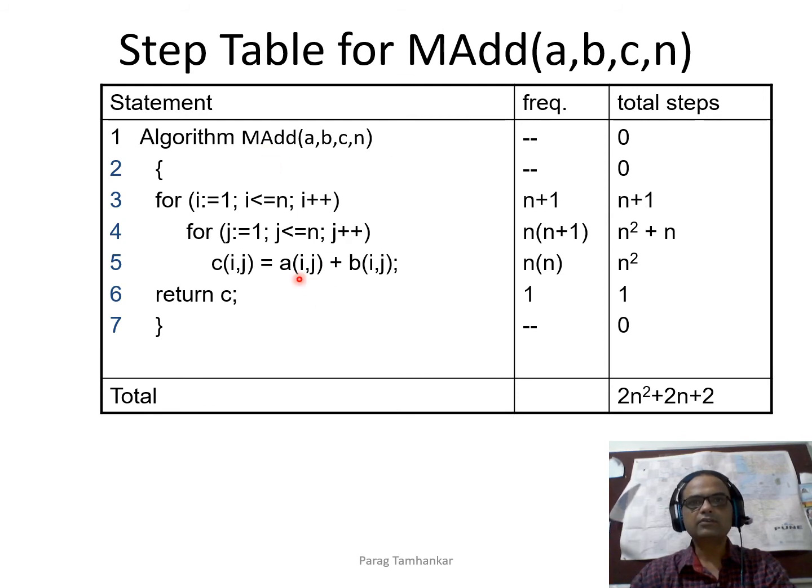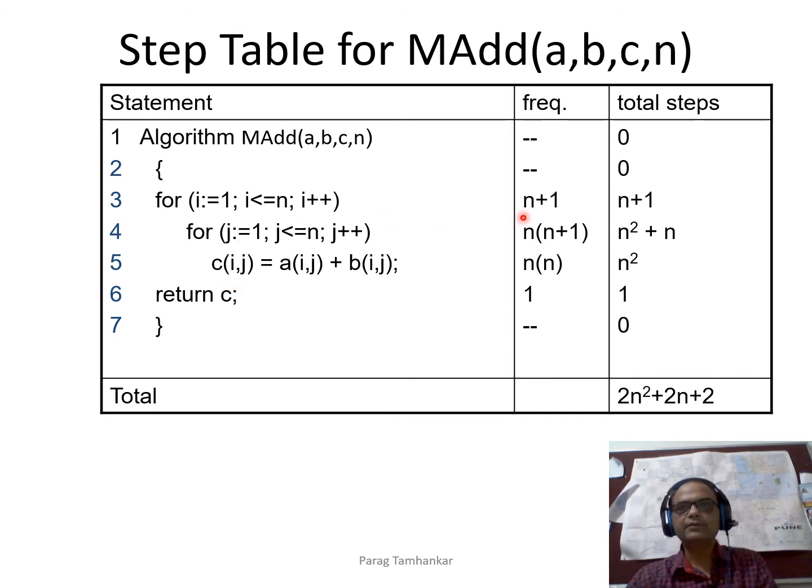This is the algorithm. We need two loops now, one for rows, the other for columns. i will iterate from 1 to n, j will iterate from 1 to n, and every time we perform the addition of the ith row and jth element of A with the ith row and jth element of B, and we store the result into another matrix, say C.